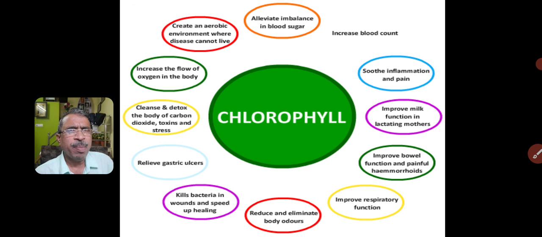It reduces and eliminates body odors. It kills bacteria in wounds and speeds up healing. It relieves gastric ulcers. So it cleans and detoxifies the body of carbon dioxide, toxins and stress. It increases the flow of oxygen in the body. It creates an anaerobic environment where disease cannot live. It alleviates imbalance in blood sugar. So these are all the functions of chlorophyll.